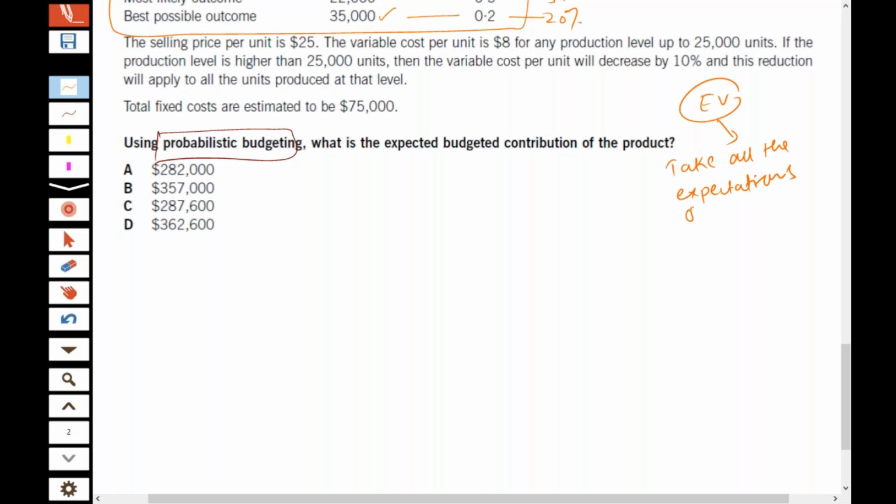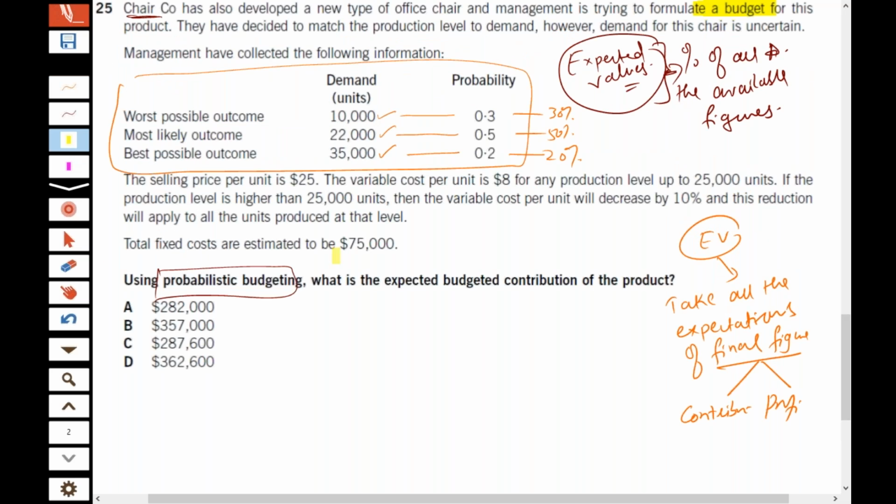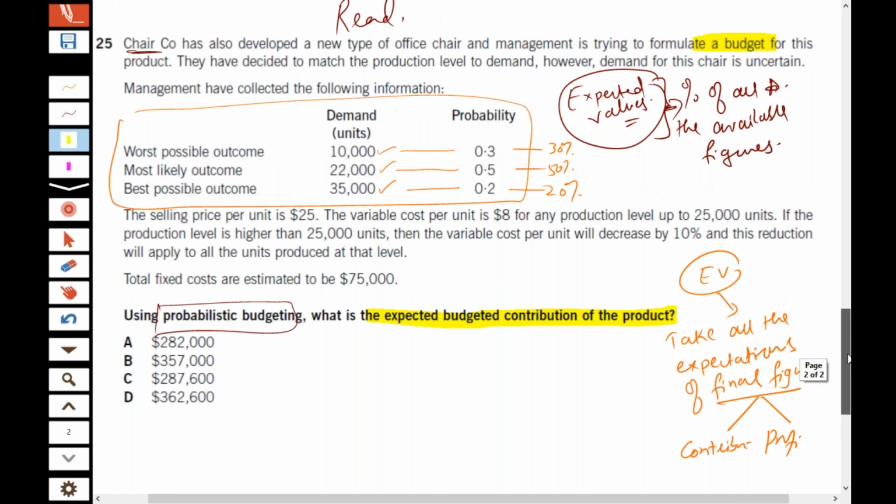Take all the expectations of the final figure. Final figures, either contribution or profit. But usually the decision making is based on the contribution figure. Okay. And the question is also asked for the expected budgeted contribution of the product.